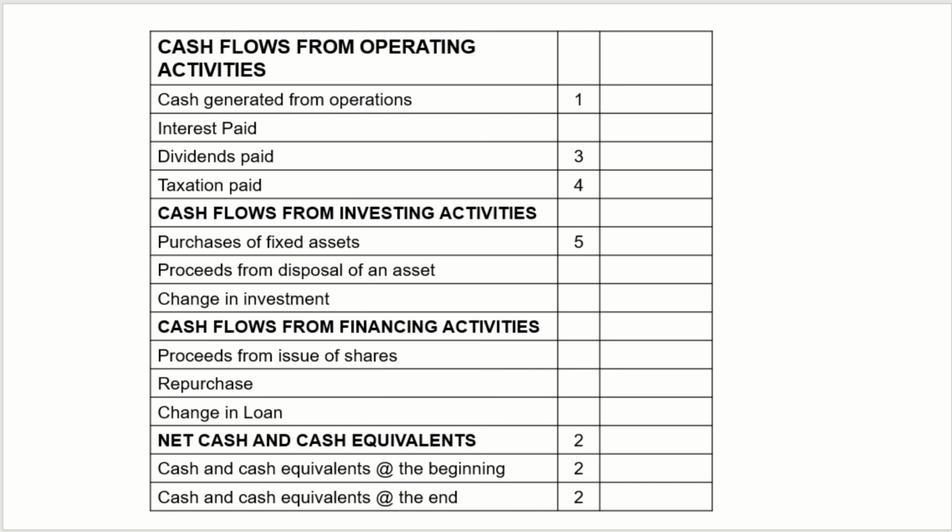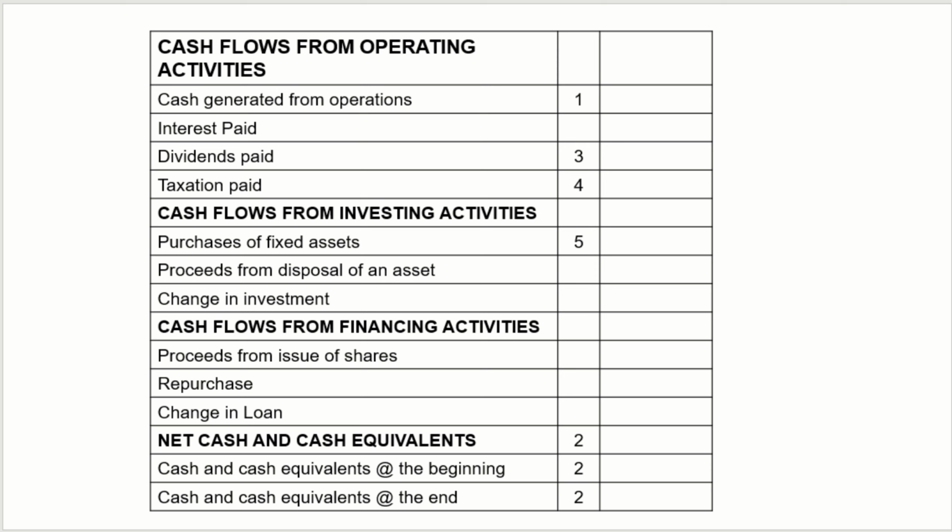So now, this is what you expect to see your cash flow looking like. So basically, this is the format of the cash flow statement. It has four major components, being the cash flows from operating activities, we have the cash flows from investing activities, we have the cash flows from financing activities, and lastly, we have the net cash and cash equivalents. So we're going to be discussing all these.